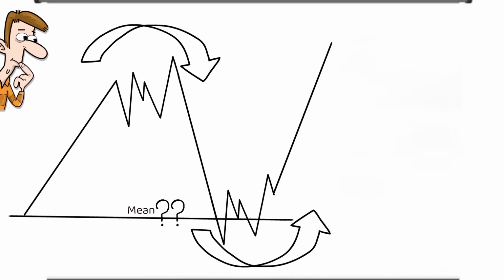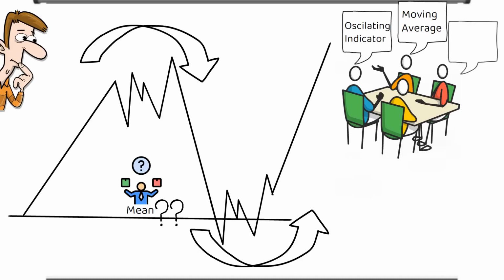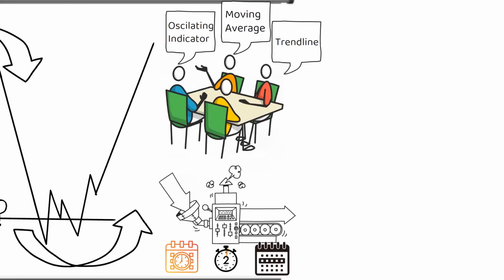Defining the mean is also the most subjective part of the strategy because the mean is different for different traders. For some, it's a moving average, for some, it's the two extremes of an oscillating indicator, and for some, it's the trend line. Traders choose different trading mechanisms to trade different mean reversions, not forgetting the various timeframes. Some may want to use a 2-minute chart, whilst others may want to use a weekly chart.